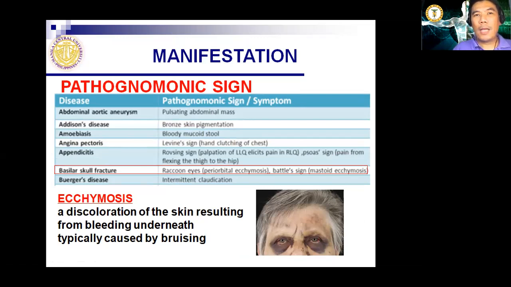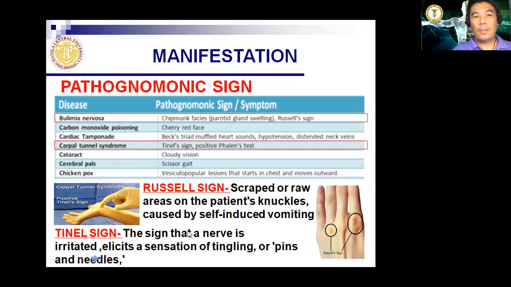We have also psoas sign, when there is flexing of the thigh to the hip, there is pain. Basilar skull fracture, remember too, we have raccoon eyes and Battle sign. Raccoon eyes is periorbital ecchymosis, discoloration brought about by underneath bleeding. And Battle sign is the mastoid ecchymosis. Buerger's disease is an inflammation of the blood vessel, and there's intermittent claudication. So these are the first two slides. Let us now proceed with the next slide.